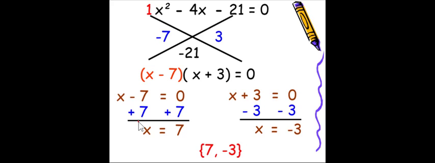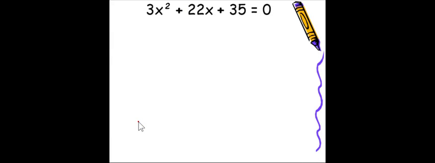And we have our answer, 7 and negative 3. All right, let's take a look at the next do now problem. And notice that the leading coefficient is no longer 1, so we're going to have to do more work. We're going to have to show the work, and we're going to have to factor by grouping.